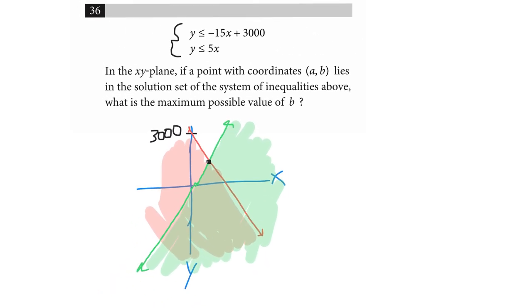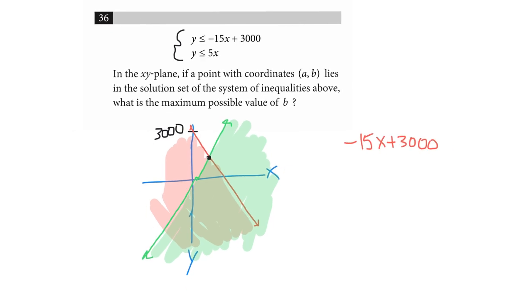So the question is, how could we find that? Well, it's actually very easy. All you have to do is treat these as though they're equations, and find the y value where this equals that, right? There's this moment where this line has the exact same y value as this line, and we can find what the x coordinate is in that moment by setting this equal to that. All right, so we are going to set negative 15x plus 3,000 equal to 5x.